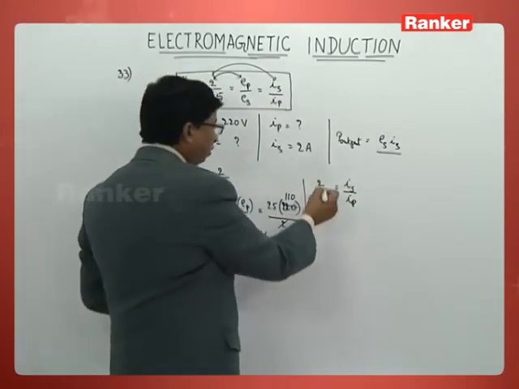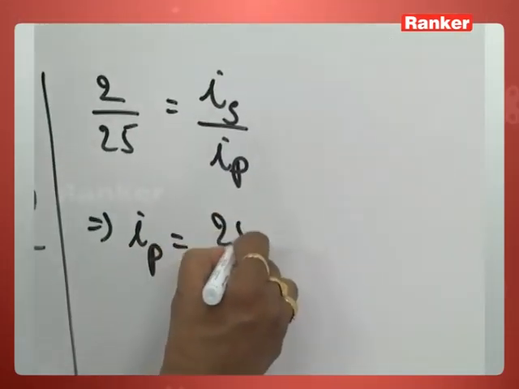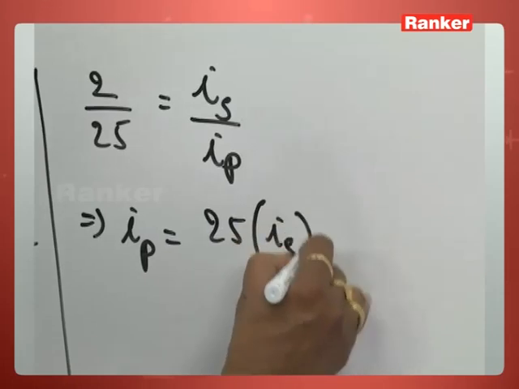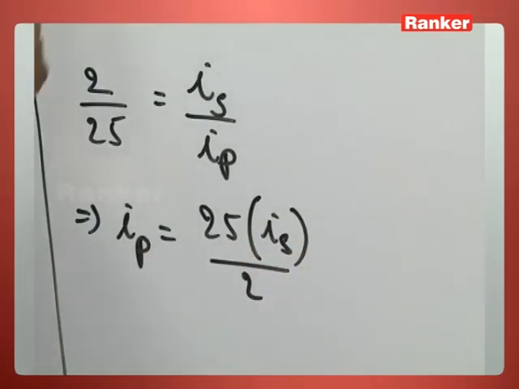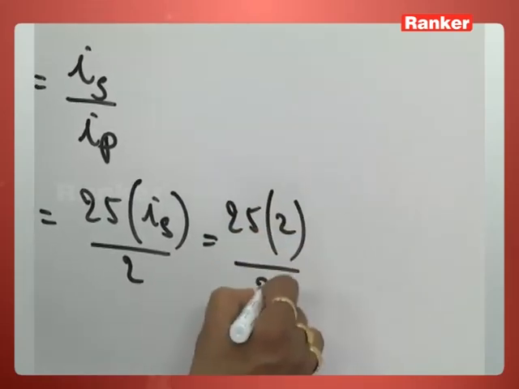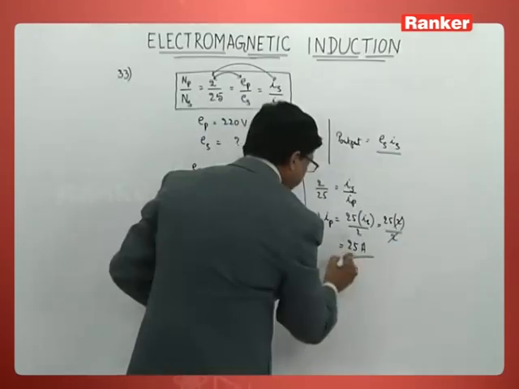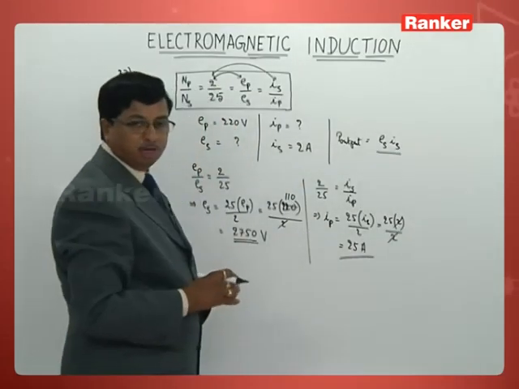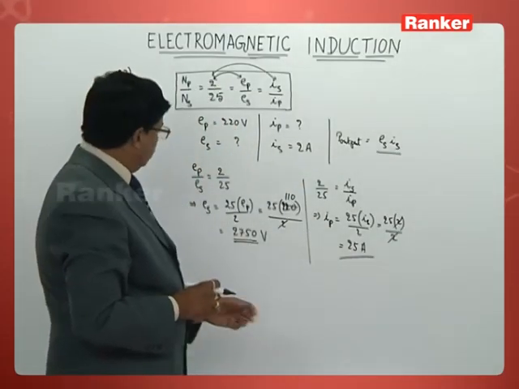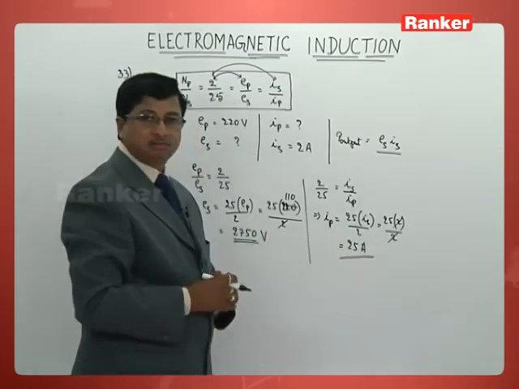And I want I primary. So we can write primary current is equal to 25 times secondary current by 2. What secondary current is given? That is 2 given. So into 2 by 2, this gets cancelled. 25 ampere will now be the primary current. So I have got secondary voltage and primary current.